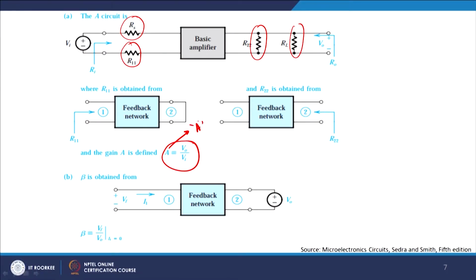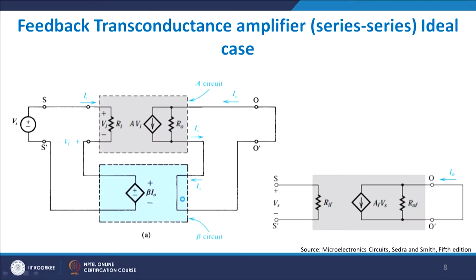How do you obtain the value of beta, which is the feedback factor? Beta is referred to as Vf by V0 when I1 equals 0, and beta is obtained from this network. What you try to do is open circuit the input side. When you open circuit it, I1 equals 0, and then you give voltage V0 and try to find the voltage at these 2 points. Vf by V0 gives you the value of the feedback factor beta, and that is an interesting part of this whole network.